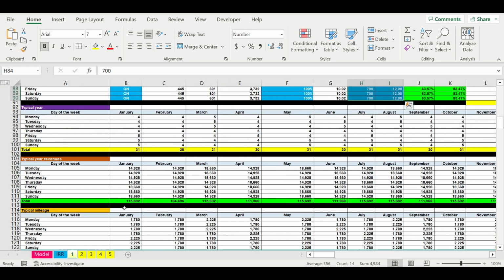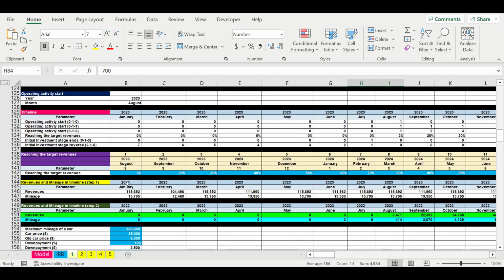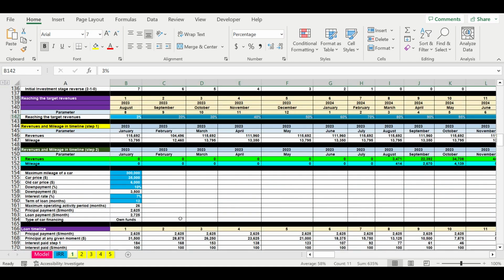Then we create the block where we specify how fast we are reaching the target revenues. Then we start talking about the car itself. So what is the maximum mileage when we're going to sell an old car? This is the price of a new car. This is the price of an old car with this mileage on the odometer. This is the down payment for the leasing. This is the interest rate. This is the term of lease.